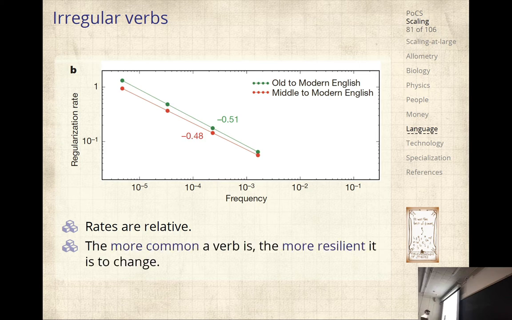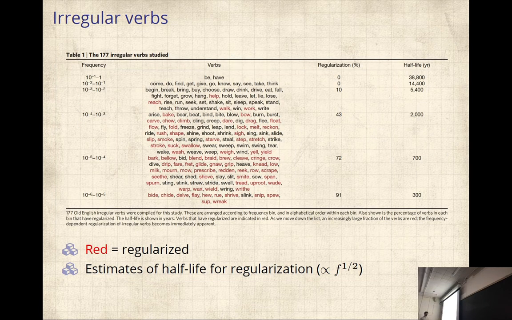All right, so the more common a verb is, the more resilient it is to change. And so they have this kind of idea of a half-life. So the more frequently used a word is, the longer its half-life is in terms of being regularized. So this little table then is the most common ones at the top, rarest ones down the bottom. And in red, if you can see it, are the verbs that have been regularized by modern English.